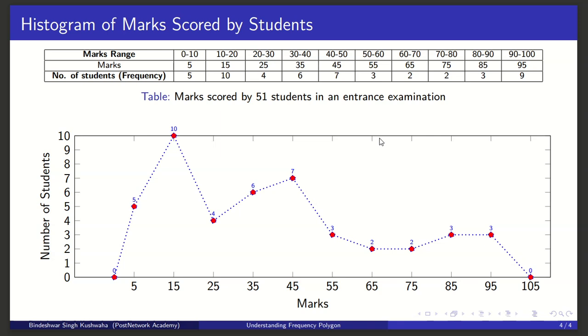First, smooth trend lines, because frequency polygons use connected lines instead of bars. They make it easier to identify trends in data like peaks and valleys.